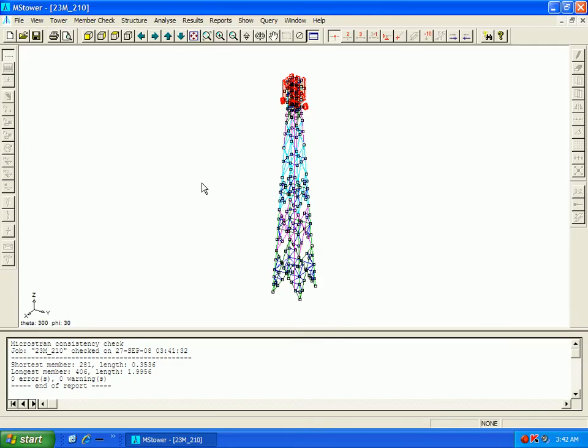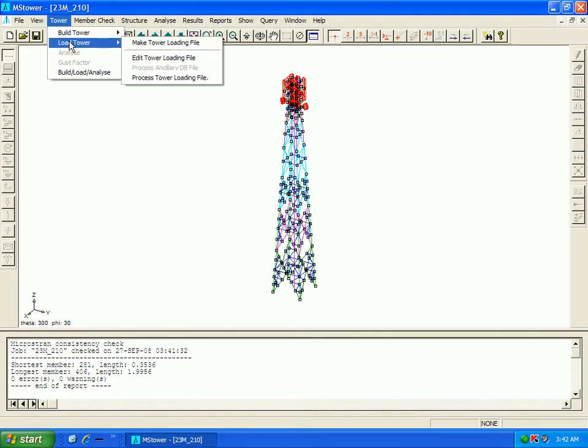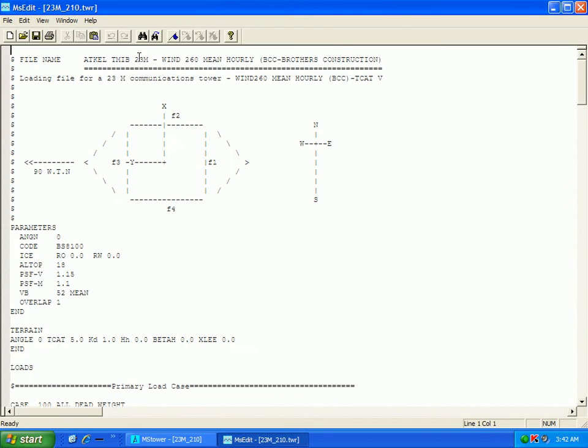Now we will consider the load file. From build tower we will build the tower, and from load tower we will consider the loading values. These lines are only for illustrative purposes, so a dollar sign will indicate that it will not be considered in the analysis or anything else.